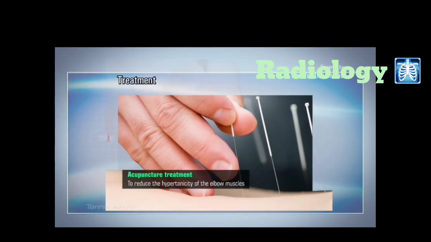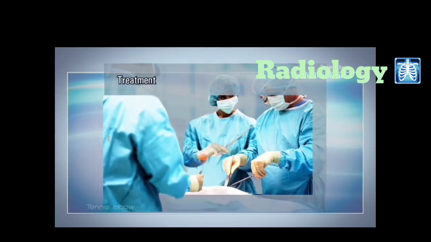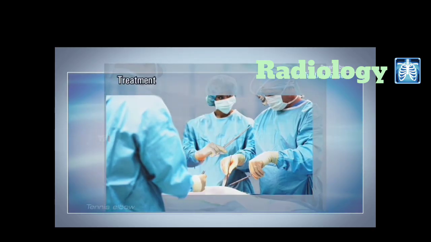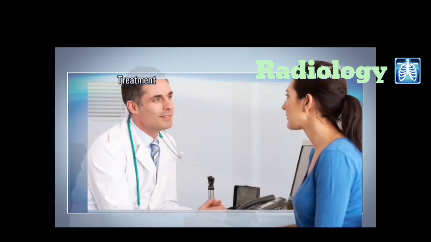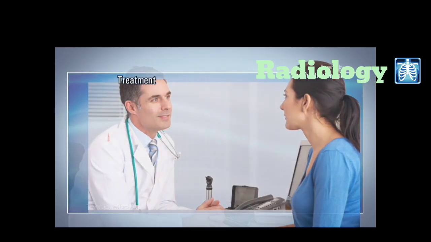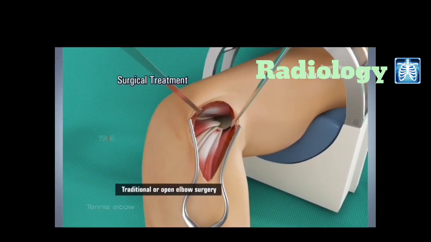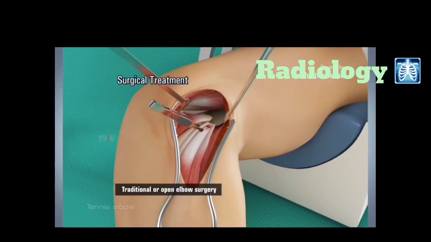Surgery is considered as the last treatment option. It is recommended if the patient has unrelieved pain despite other treatments for more than 6 months. Surgical treatment options include traditional or open elbow surgery. It is a procedure where the ruptured tendon is detached and removed, followed by repair or reapproximation of the tendon.